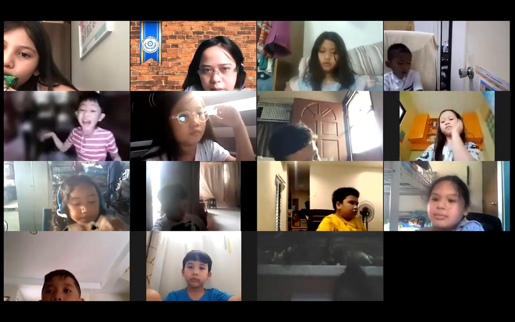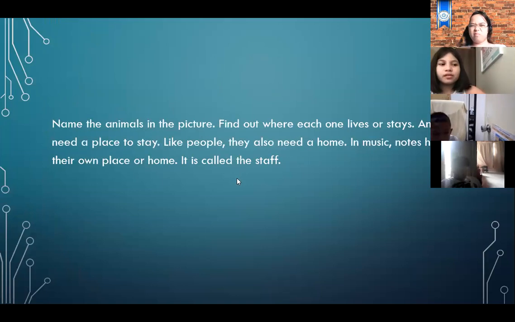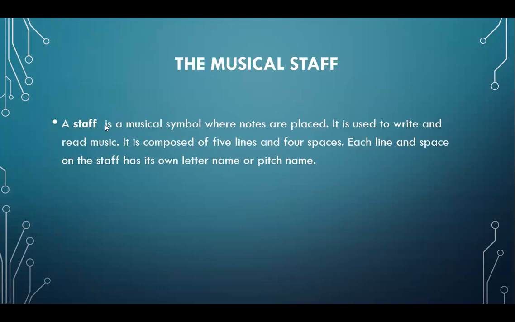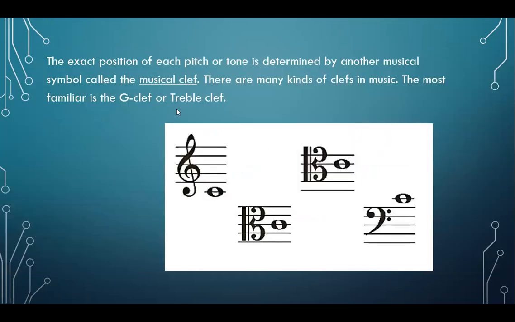Okay, so let me share my screen. So you have here a staff, a musical symbol where notes are played. We use it to write, read, and compose music. It has 5 lines and 4 spaces. Remember the first space, second space, third space, and fourth space. And in the musical staff, it's really important to know the lines as well. So you have the first line, second line, third line, fourth line, and fifth line.